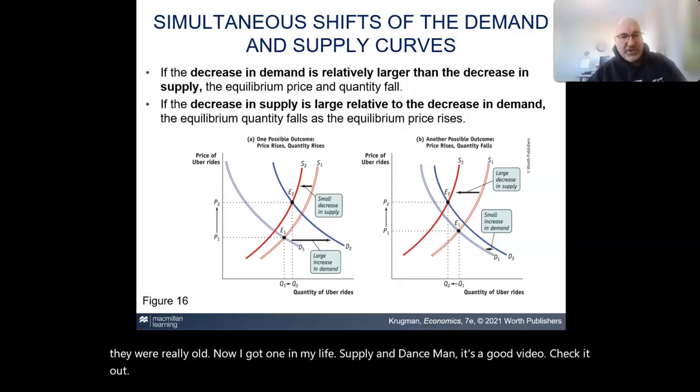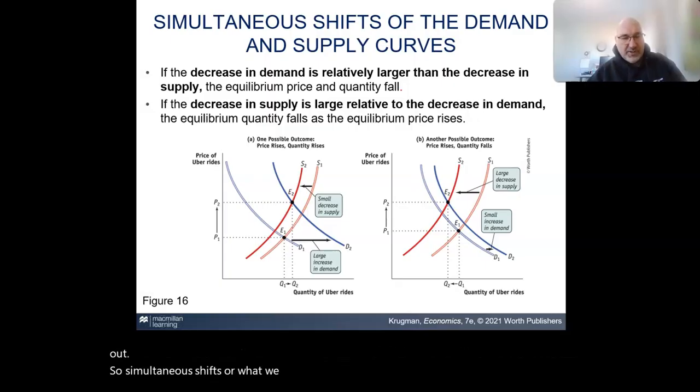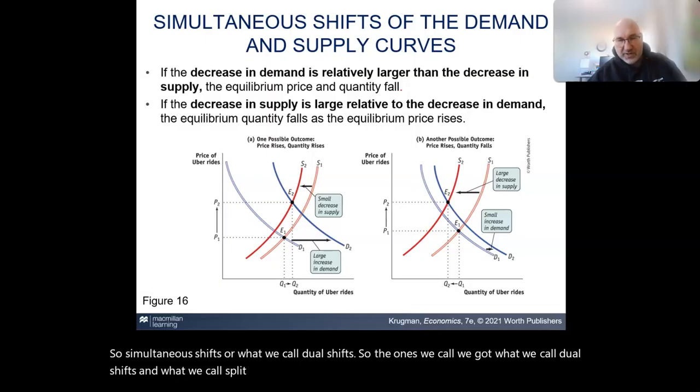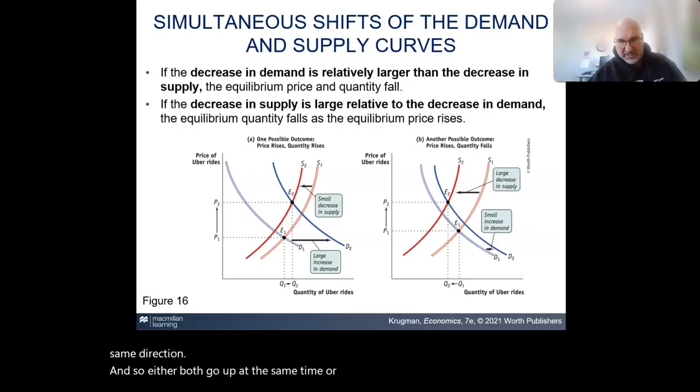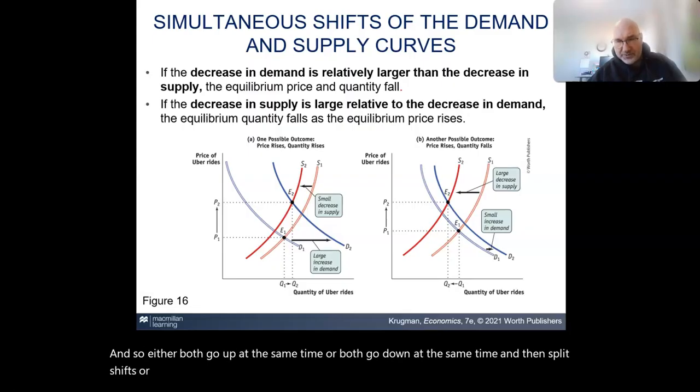So, simultaneous shifts. We have what we call dual shifts and what we call split shifts. Dual shifts are when demand and supply both move in the same direction, so either both go up at the same time or both go down at the same time. Split shifts are where demand goes up and supply goes down, or demand goes down and supply goes up.